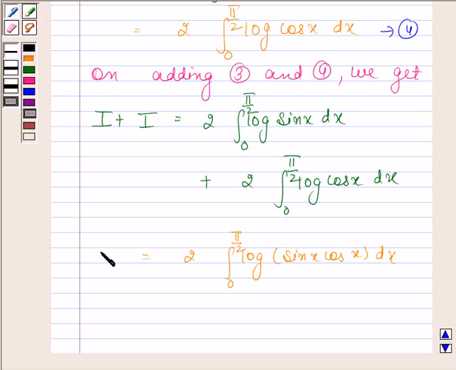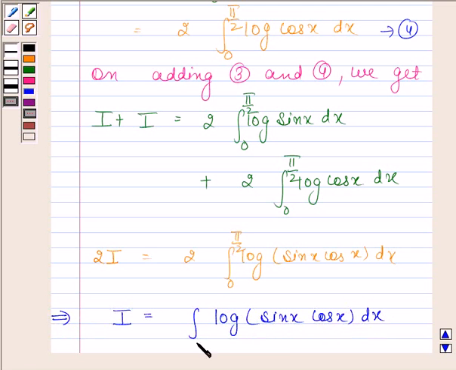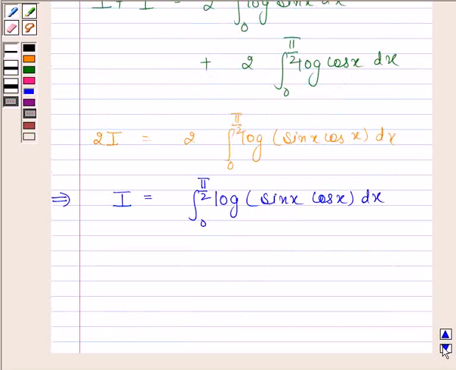So I is equal to 2 into integral of log sin x cos x from 0 to pi by 2. Now this implies I is equal to integral of log sin x cos x from 0 to pi by 2. Now multiply the numerator and denominator by 2. So this is equal to integral of log 2 sin x cos x by 2 from 0 to pi by 2.